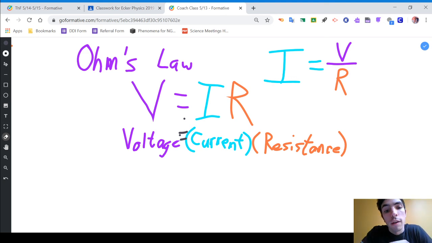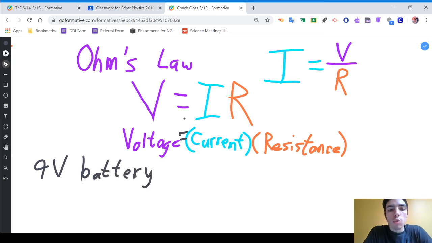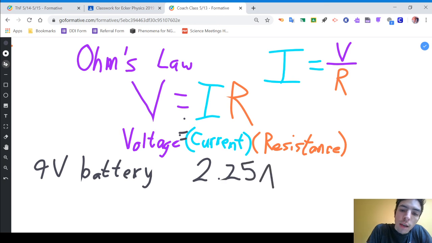And we would have done this in lab if we were still in class, where if we know that, let's say we have a 9-volt battery, which is a pretty common battery, that's what we would have used in class. So we have a 9-volt battery. We use an ammeter, which is what you all have been using in the simulation, to measure a current. And let's say that the ammeter showed us a current of 2.25 amps.